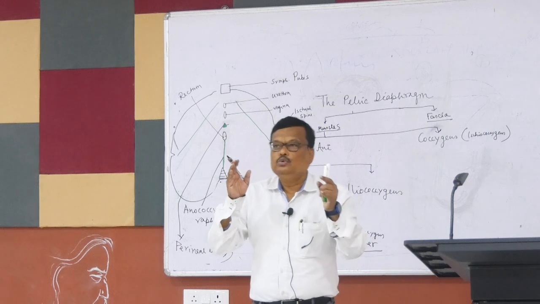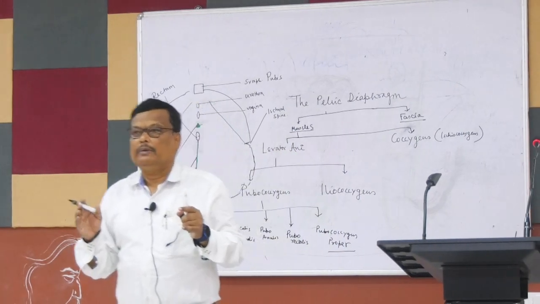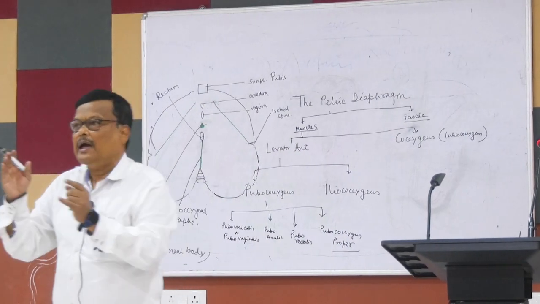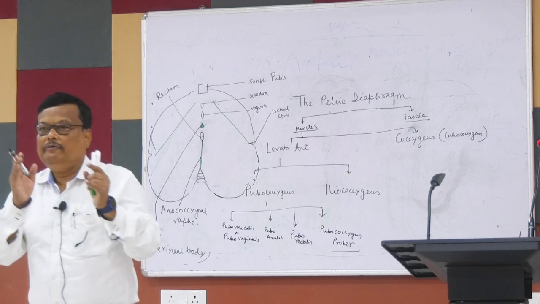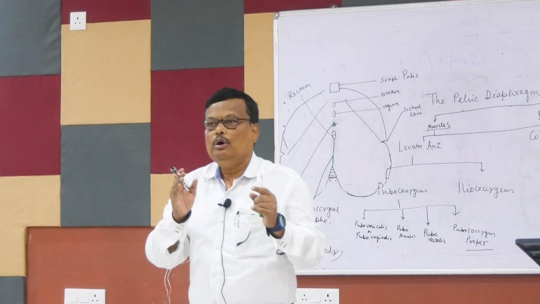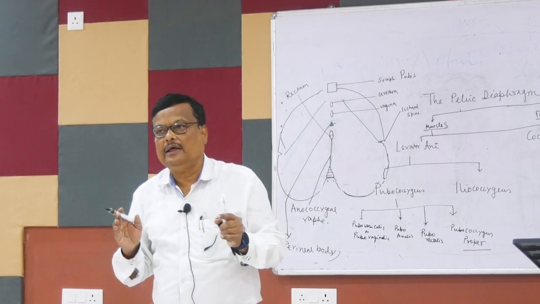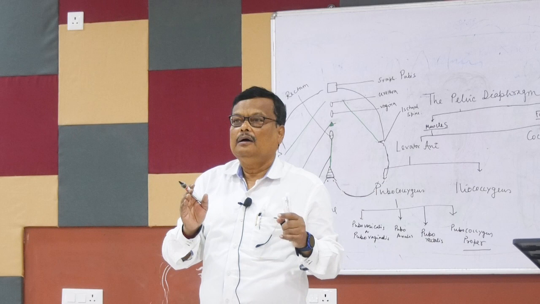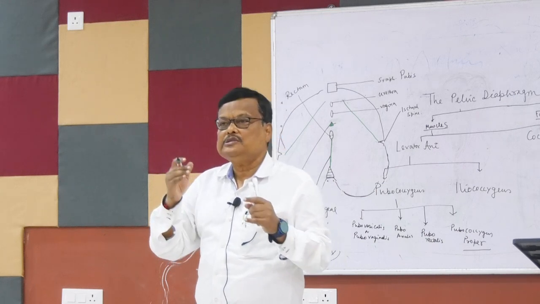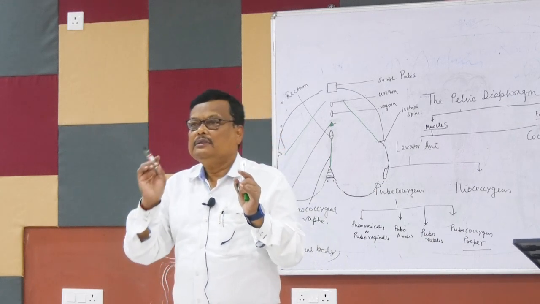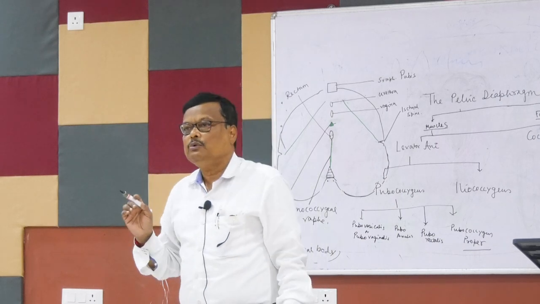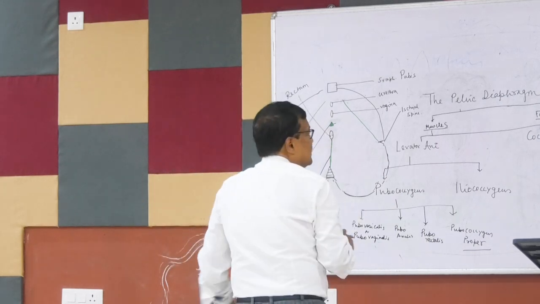So, two muscles form the pelvic diaphragm. One is levator ani, another is the coccygeus. Levator ani again consists of two parts, two muscles combined together to form the levator ani. Anteriorly, the pubococcygeus, posteriorly the iliococcygeus. The name, and there is another word, the white line of the pelvis.